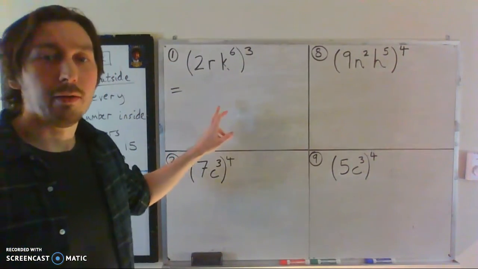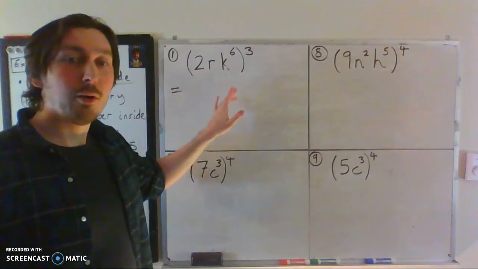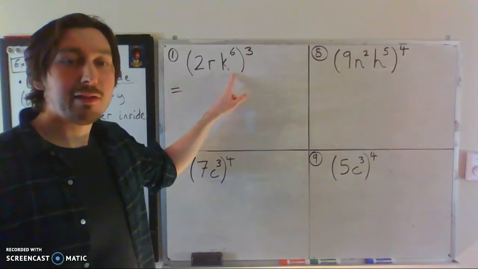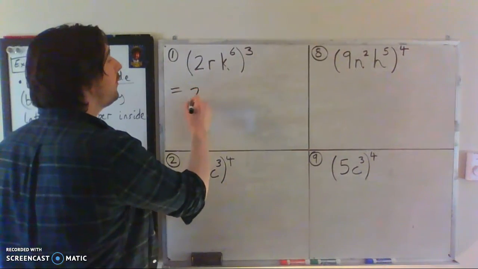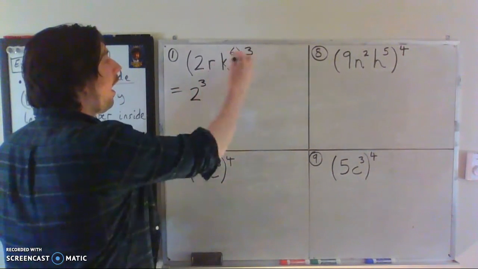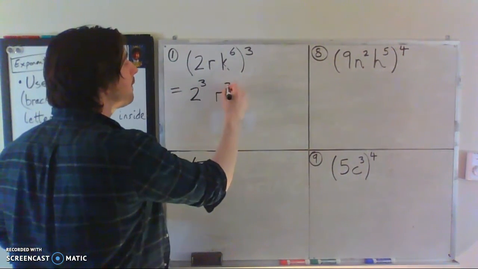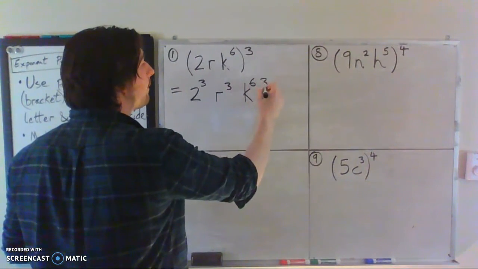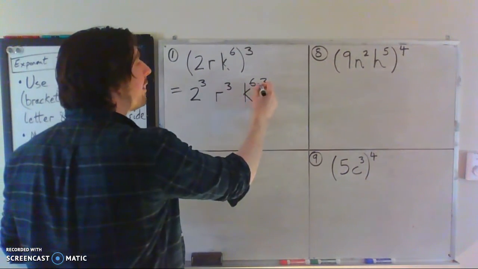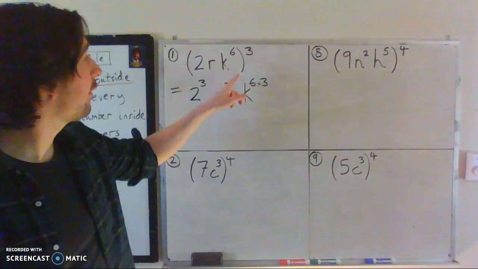Number 1. Like I said a minute ago, I'm going to do all of these three things to the power of 3. So I'm going to do 2 to the power of 3, r to the power of 3, and k^6 to the power of 3. And remember, when I do that, they're going to multiply.